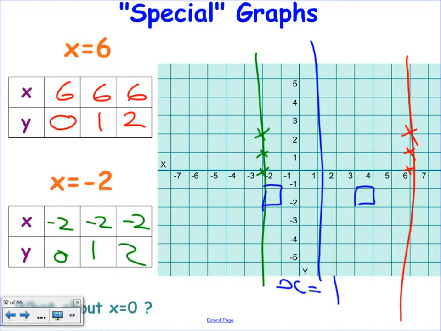So they will then say, what is your line of reflection? And your line of reflection is this value, x equals 1. So vertical lines are described by x equals a value. Guess what we're going to do next?